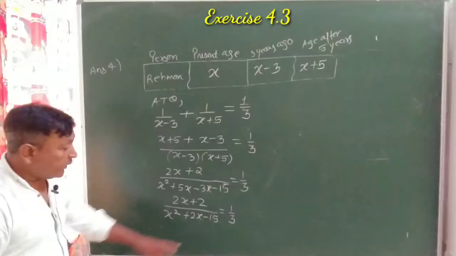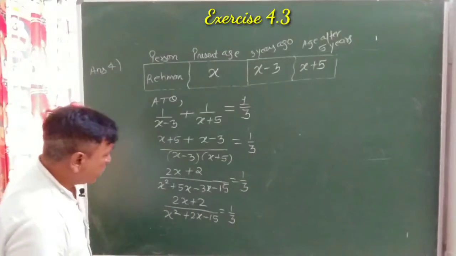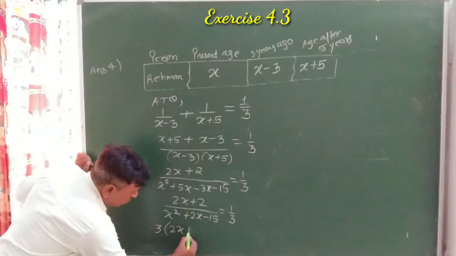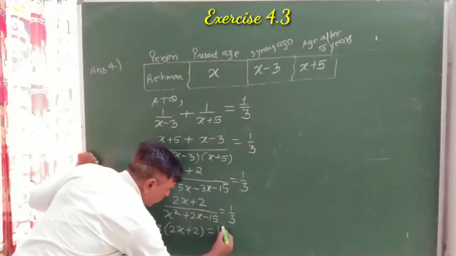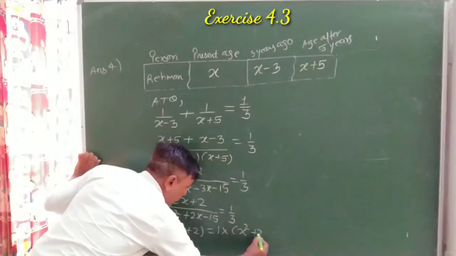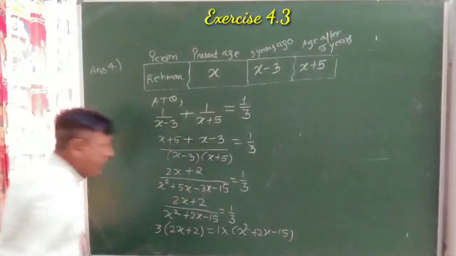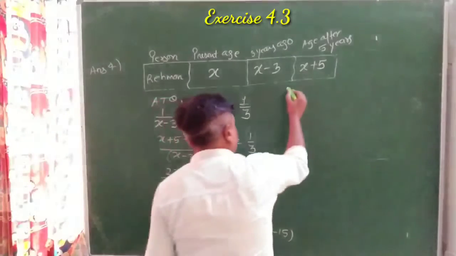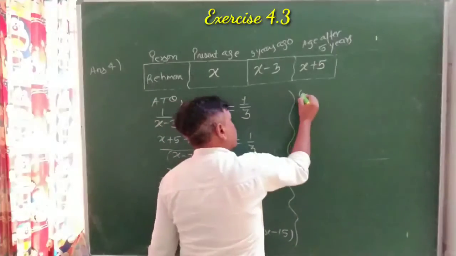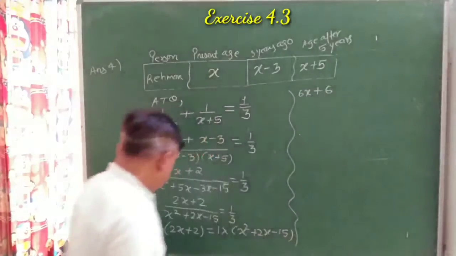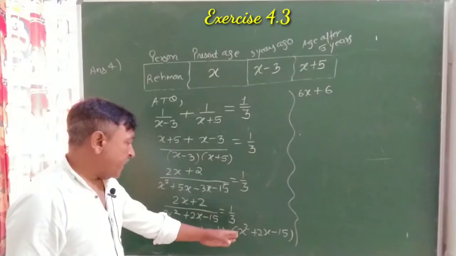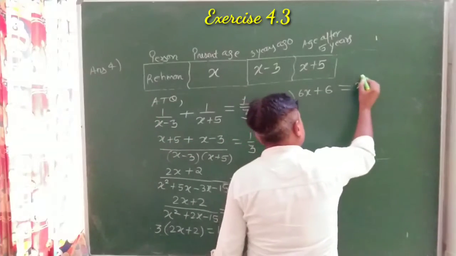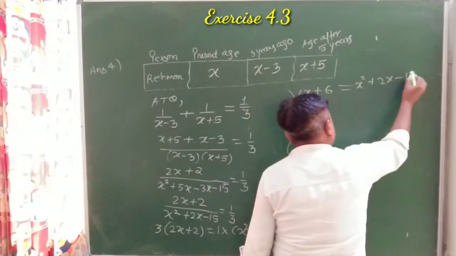Now what we have to do? We have to cross multiply it. So just do the cross multiplication. 3 will get multiplied with 2x plus 2, and 1 will get multiplied with x square plus 2x minus 15. So what will come here? 3 times 2x is 6x plus 6. And on the other side, multiplication with 1 gives the same thing, so it is equal to x square plus 2x minus 15.